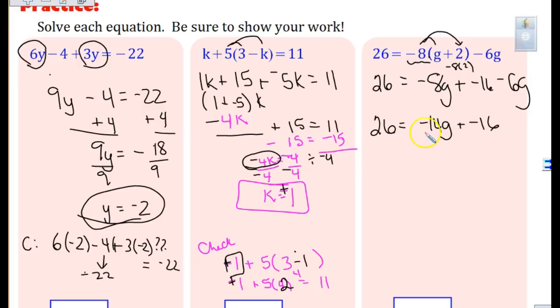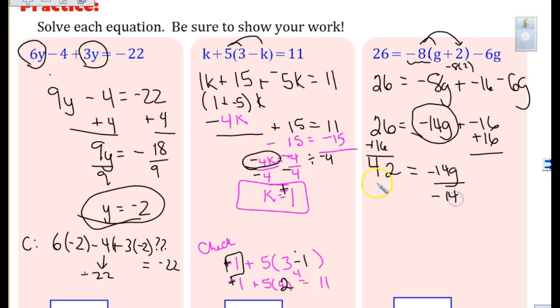Careful. The 14 is with the g, and that's what we're trying to get by itself. So if I want to get this by itself, how can I get rid of this plus a negative 16? I'm going to add a positive 16. So I add positive 16 to both sides. Okay? We are going to have, when we add that together, 42 is equal to negative 14g. We are going to divide both sides by negative 14. And g equals negative 3.